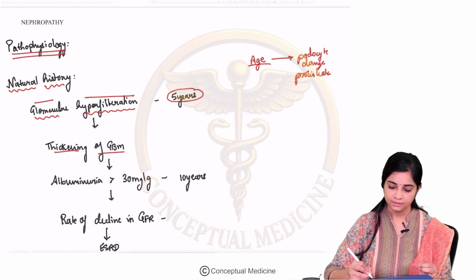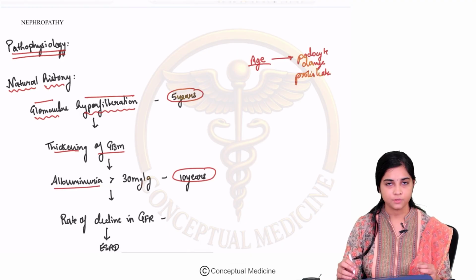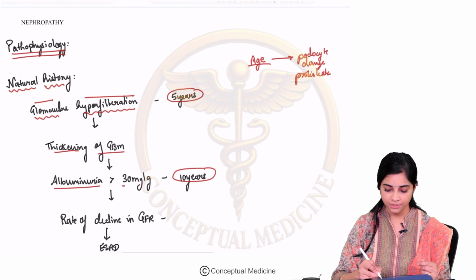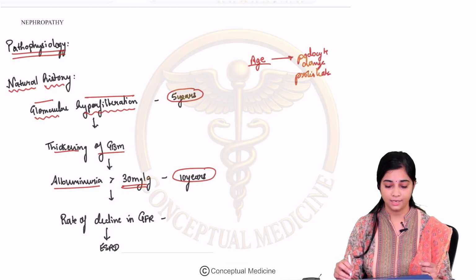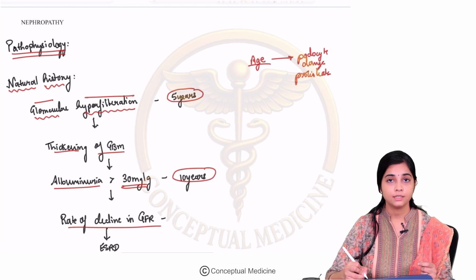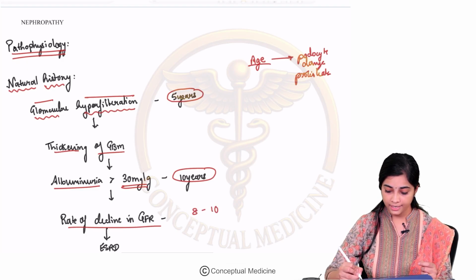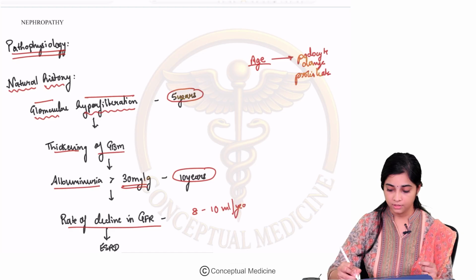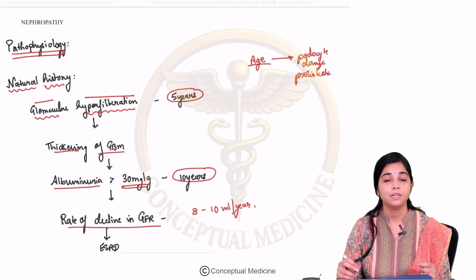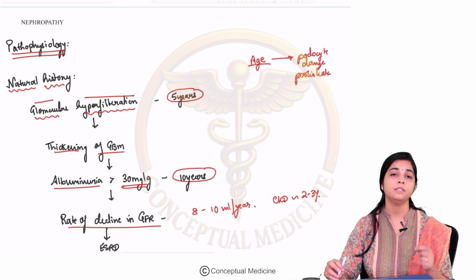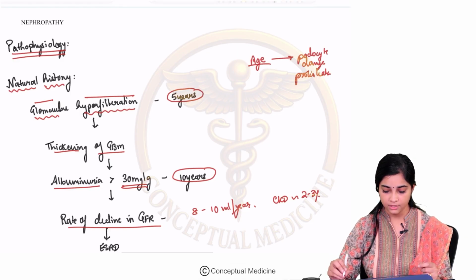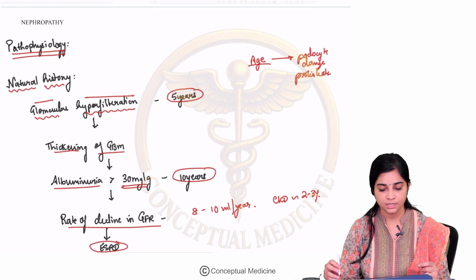After that, in the next 10 years, there is albuminuria. There will be damage to the podocytes and albuminuria of more than 30 mg per gram. Once the albuminuria sets in and the GFR begins to decline, the rate of GFR decline is about 8 to 10 ml per year. So they can go into CKD within 2 to 3 years. Finally, it results in end-stage kidney disease.